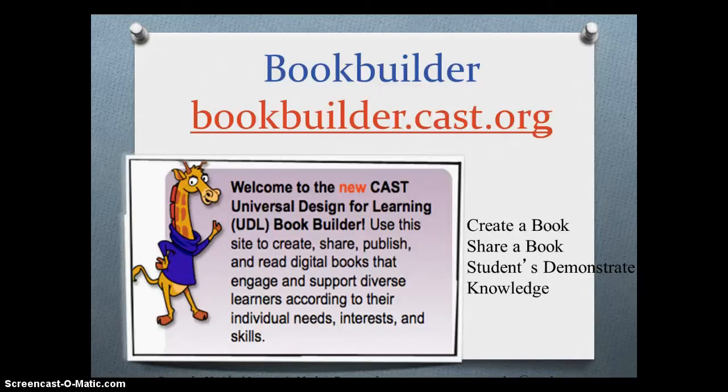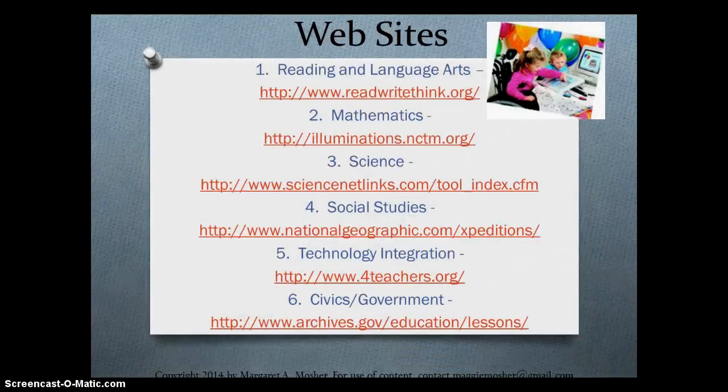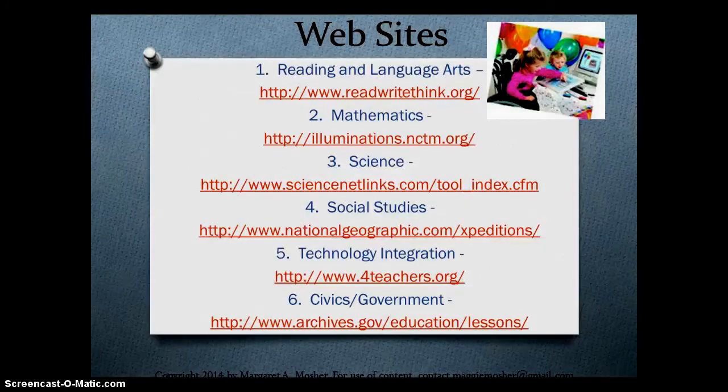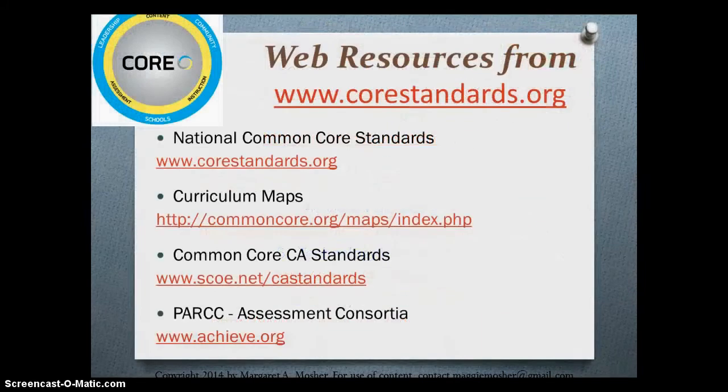CAST and the UDL Toolbox, along with Book Builder, which is a portion of CAST, they're free resources. They have tons to go look at and explore that will help you in Universal Design for Learning, so definitely check those out. I'm not going to walk you through them. These next few pages of the PowerPoint were just to give you some ideas on websites that are best for the different subject areas, and also on sites that are best for Common Core right now. So these are just the top sites.